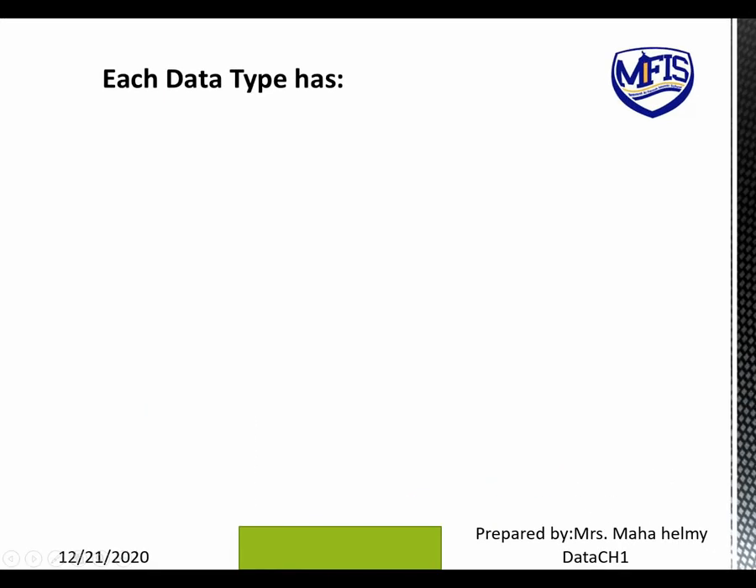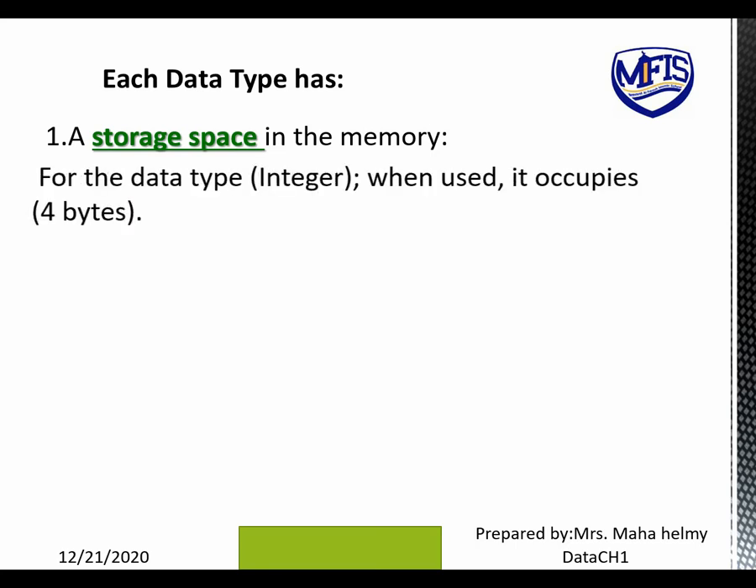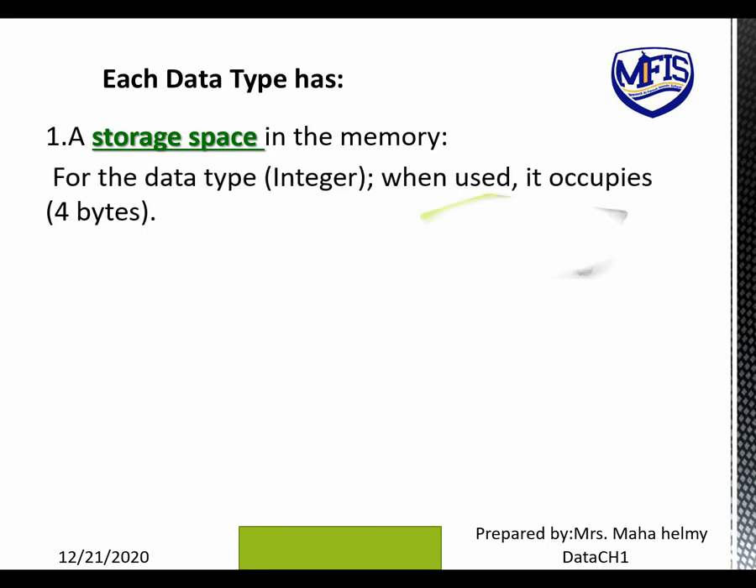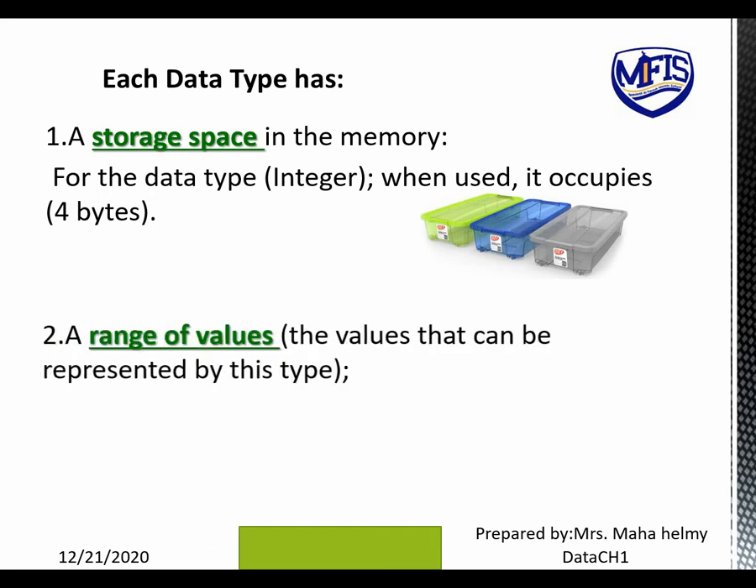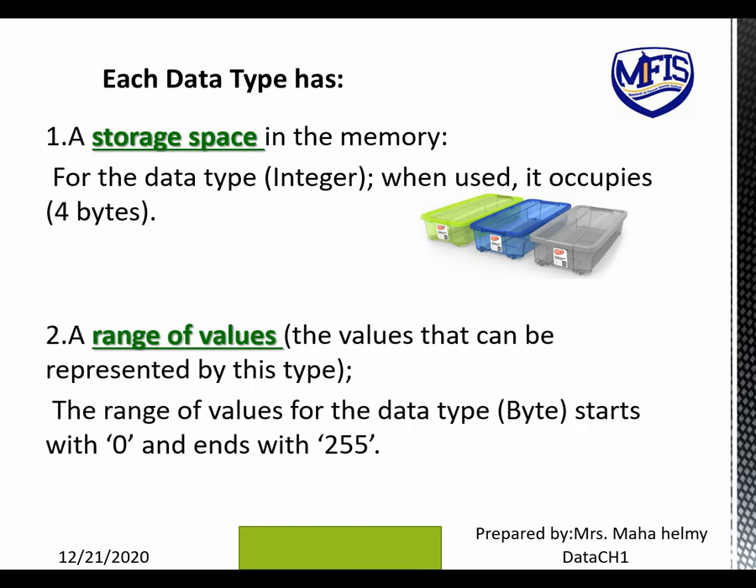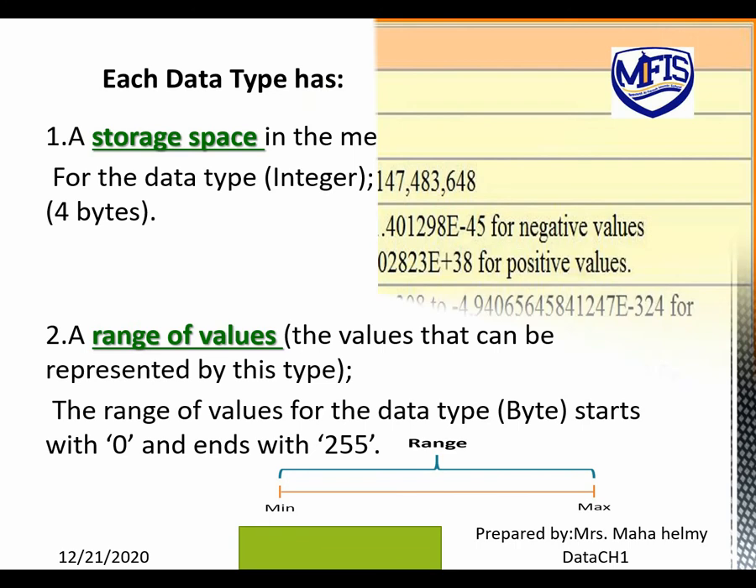Okay, dear students, please note that each classification of data has more than one type. Each data type occupies a storage space in the memory. For example, the integer data type occupies 4 bytes of memory storage. Each data type has a range of value, minimum value and maximum value. For example, the range of value of the data type byte starts with 0 and ends with 255. So, dear student, keep in mind that each data type has a storage space and a range of value.